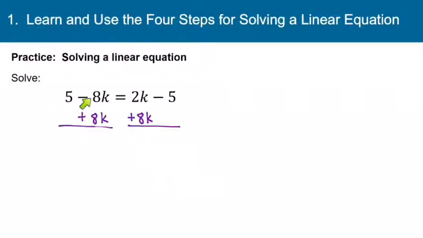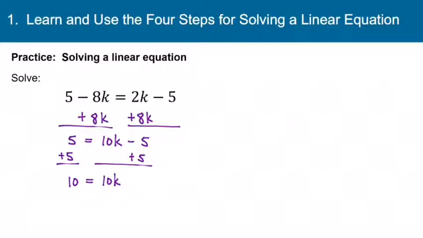Now 5 minus 8k plus 8k is just 5. On the right side, 2k plus 8k is 10k, and we still have our minus 5. Now, still trying to isolate this variable term, we want to eliminate the minus 5 here. So I'll add 5 to both sides. That's going to give us 5 plus 5 equals 10 on the left, and on the right side we get 10k.